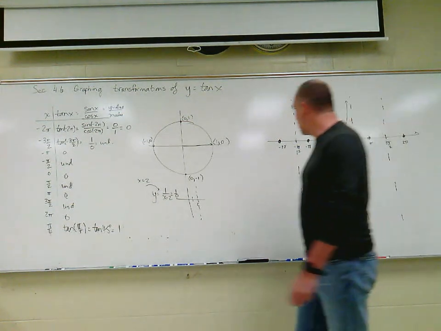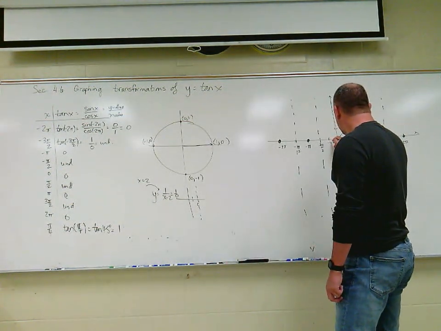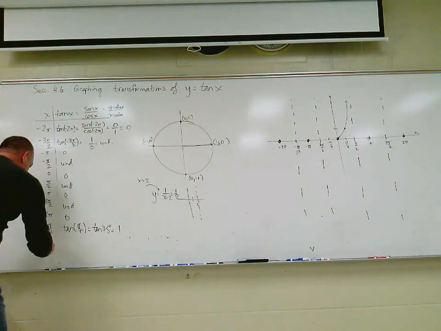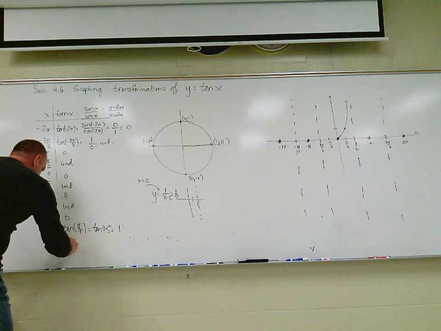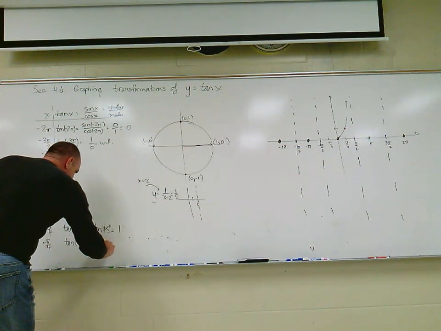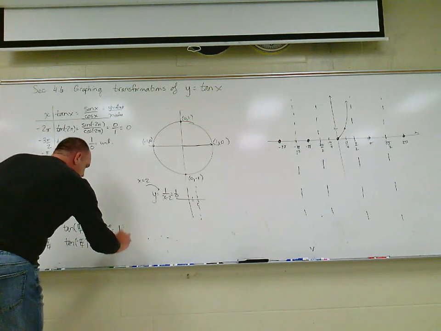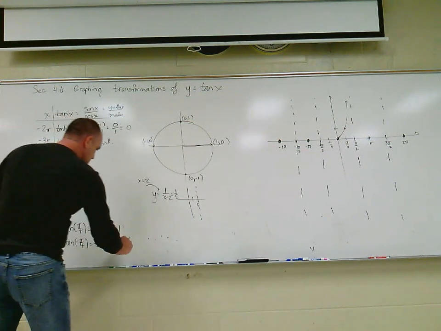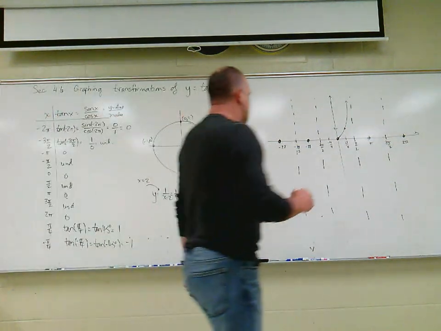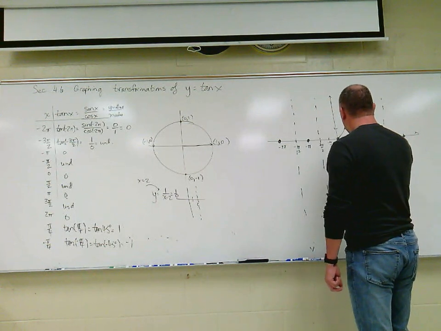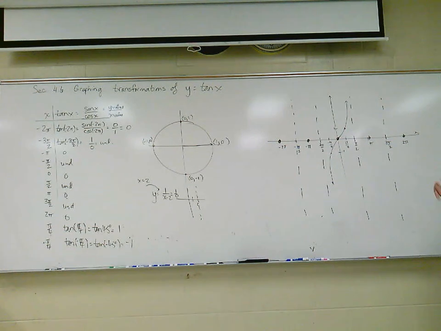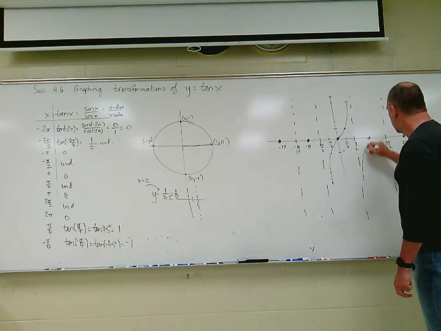And then if I try negative pi over 4, so on this side, which is tangent of negative pi over 4, which is tangent of negative 45 degrees, if you were to work this out, you would get negative 1. That's the fourth quadrant. Tangent is negative in the fourth quadrant. So there's that point. And what you'll see is that this just repeats over and over.